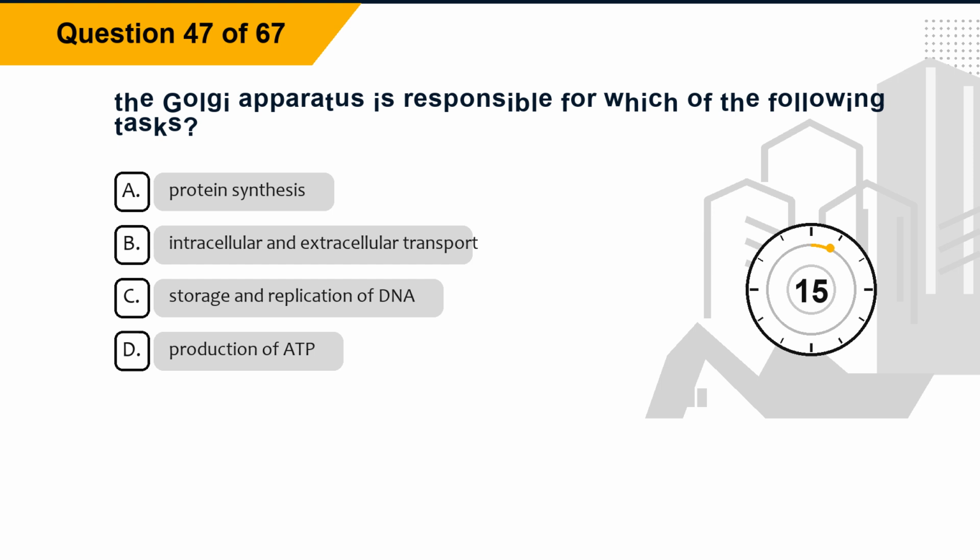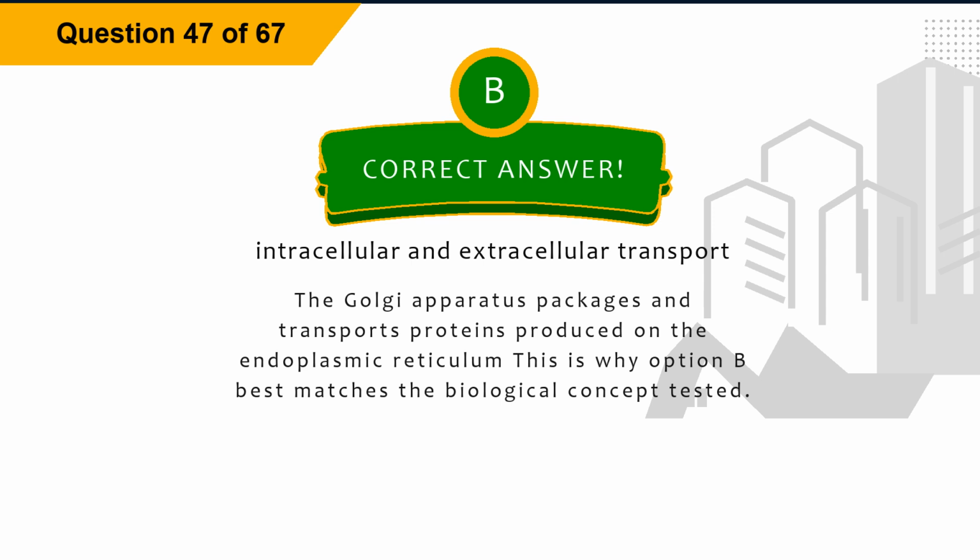Question 47. The Golgi apparatus is responsible for which of the following tasks? Option A, protein synthesis. Option B, intracellular and extracellular transport. Option C, storage and replication of DNA. Option D, production of ADP. The correct answer is option B, intracellular and extracellular transport. Explanation: the Golgi apparatus packages and transports proteins produced on the endoplasmic reticulum. This is why option B best matches the biological concept tested.